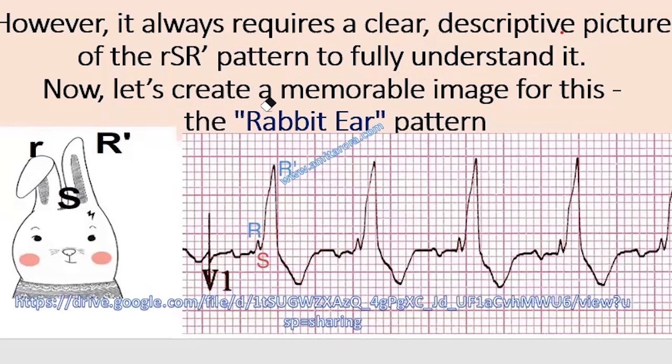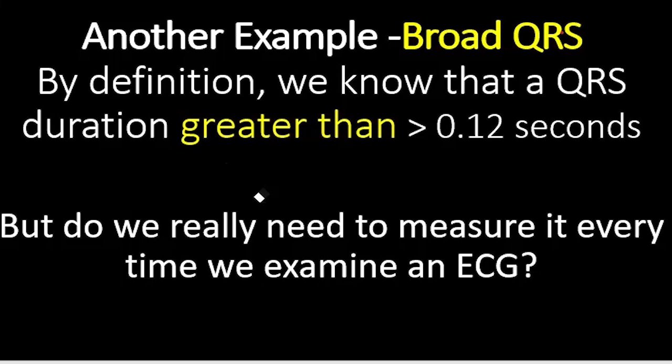Now let's create a memorable image for this as a rabbit ear pattern. You can see a small r, S wave and a pseudo S wave. So this is seen in right bundle branch block. Another example is broad complexes. By definition, we know that QRS greater than 0.12 second. But do we really need to measure it every time we come across an ECG?